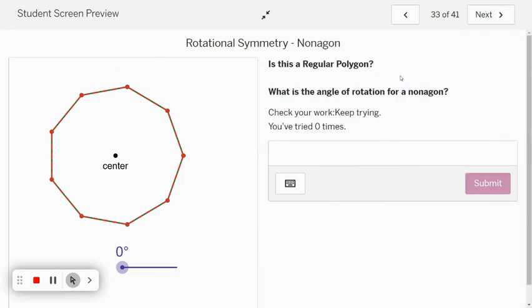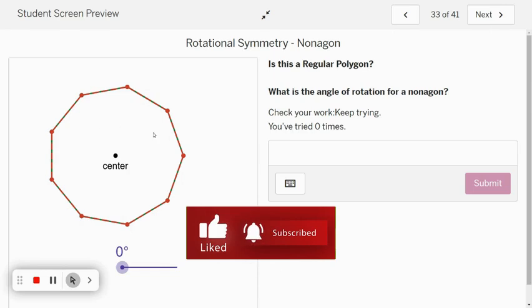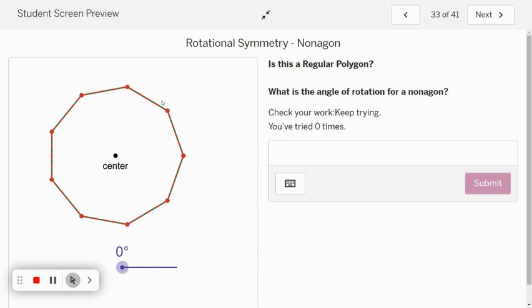Now the question is, what is the angle of rotation for a nonagon? So here's what we're trying to do. I want to rotate this nonagon so that it will produce an image that is the same as the pre-image. So what I'm going to use is my slider here. If I rotate 10, you see that the red nonagon is different than the green. So I haven't got it back to look just like the original. Let's go to 20 degrees. Again, the red and the green are not the same. 30 degrees, not the same. And there it is, 40 degrees. So my angle of rotation is 40 degrees.